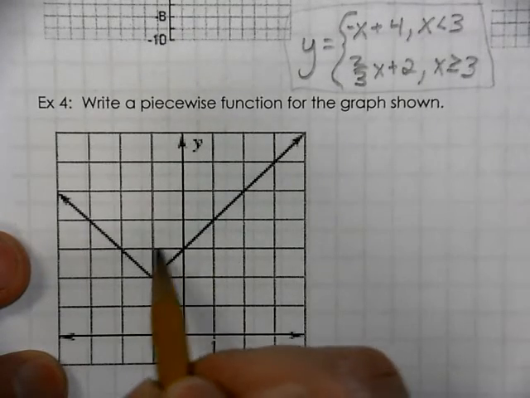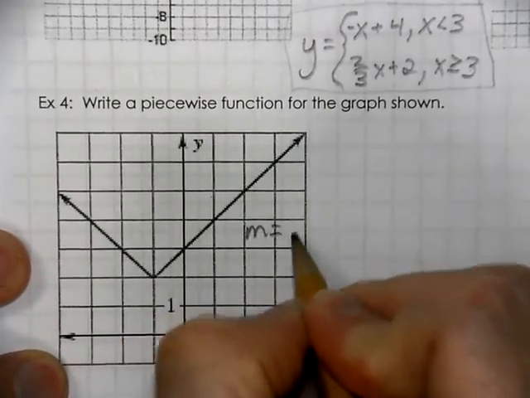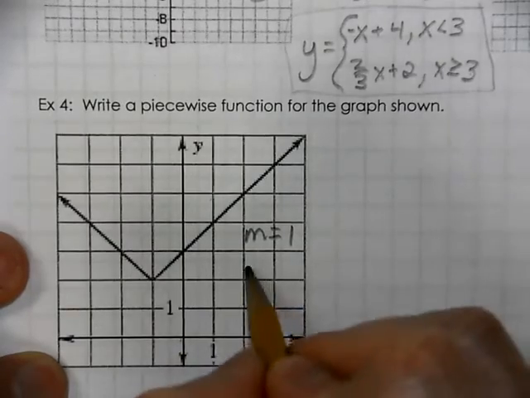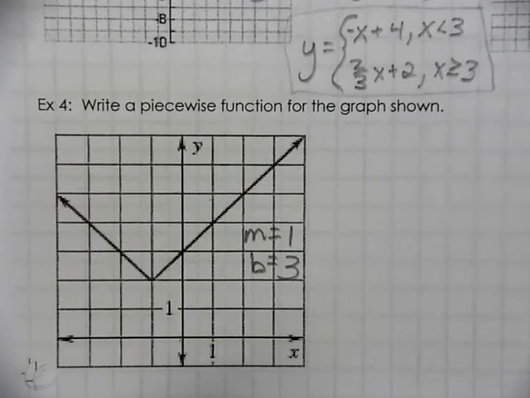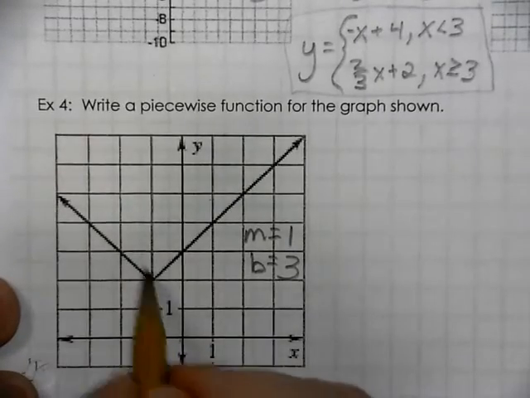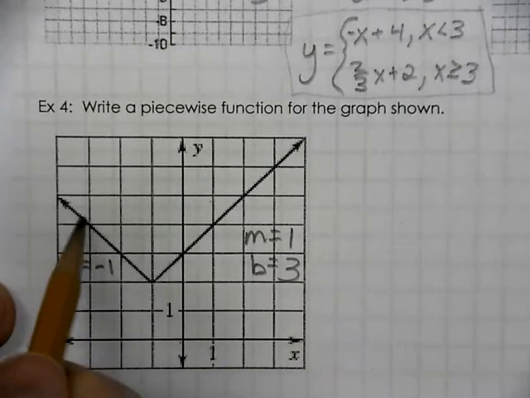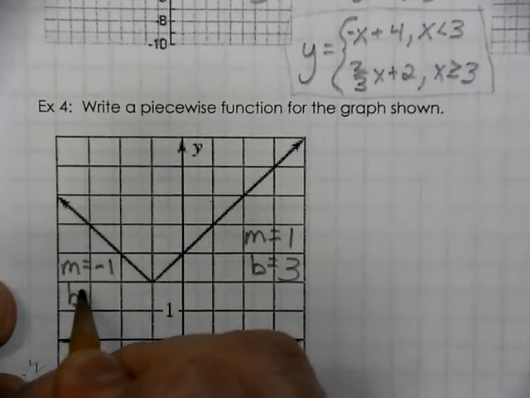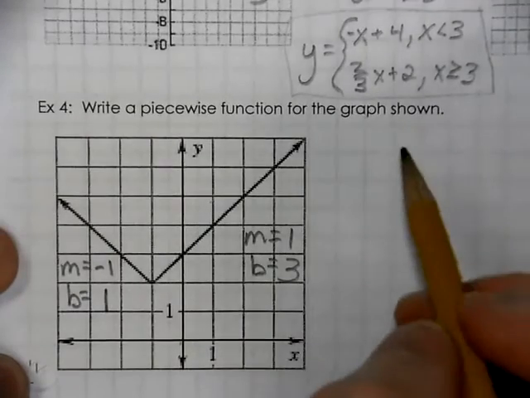This slope looks to be up 1 over 1, up 1 over 1, up 1 over 1. So this slope is definitely 1. With a y-intercept at 3. This slope over here looks to be -1. And if we continue that slope on, we're going to land at 1. So I might be ready to write our equation right now.